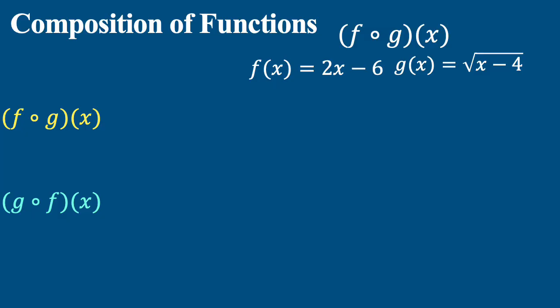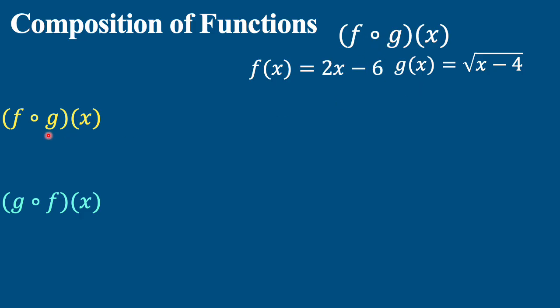Let's do composite of two functions. In this problem, we're not going to plug in any number. We find the function, okay? So I have two functions right here. F of x is 2x minus 6. G of x is square root of x minus 4. We want to find the composite function of the two functions.